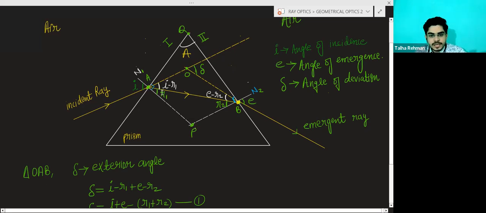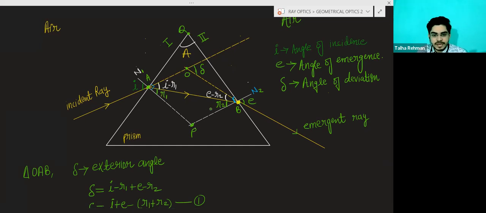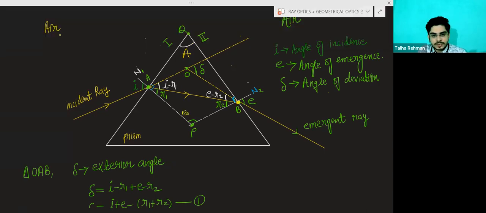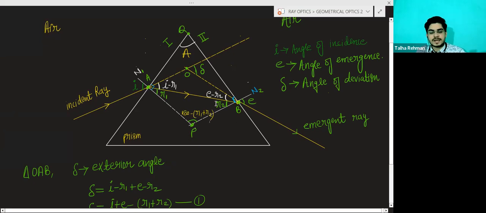So now see in this triangle APB. So this angle is R1. This angle is R2. Can we find this angle P? This angle P will be 180 minus R1 plus R2, because the sum of the angles of a triangle is 180 degrees. So 180 minus the sum of these angles will be this angle. So now we have angle A, angle B, angle P, angle Q.